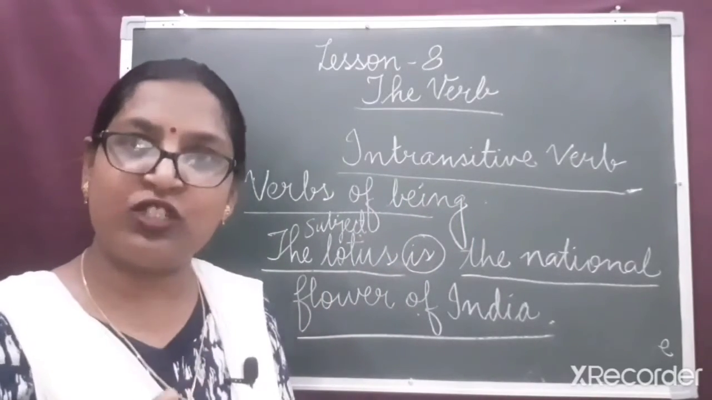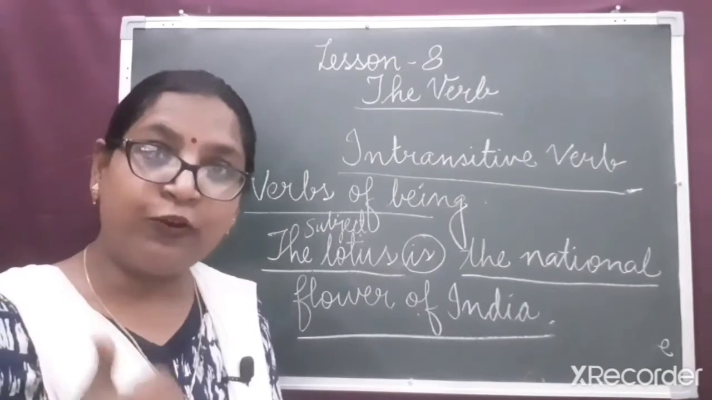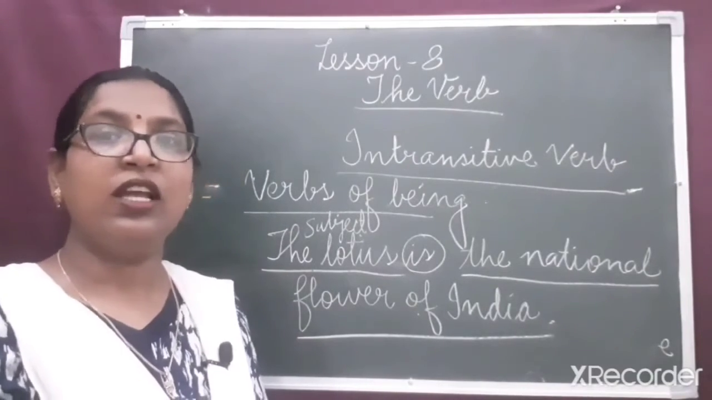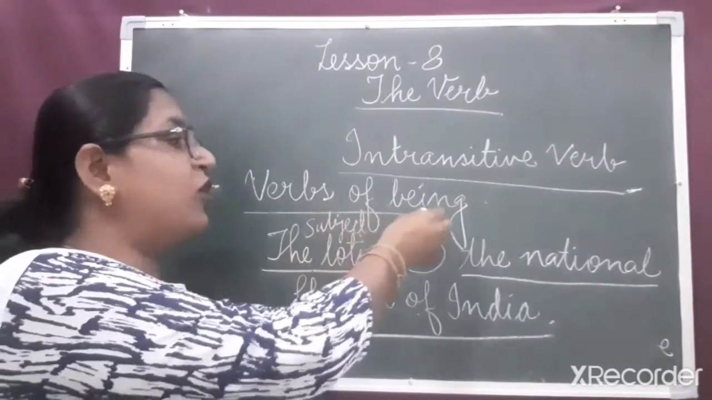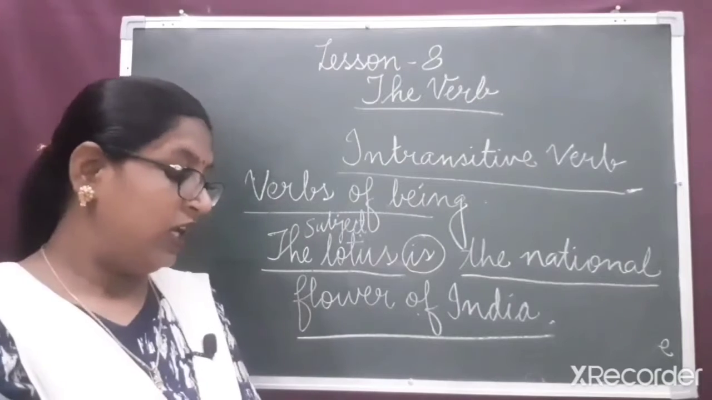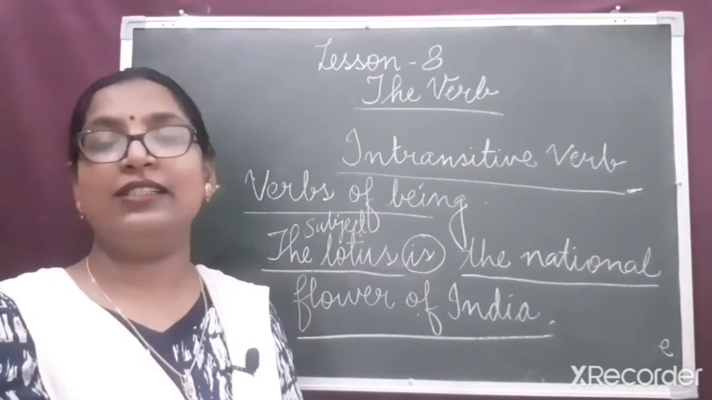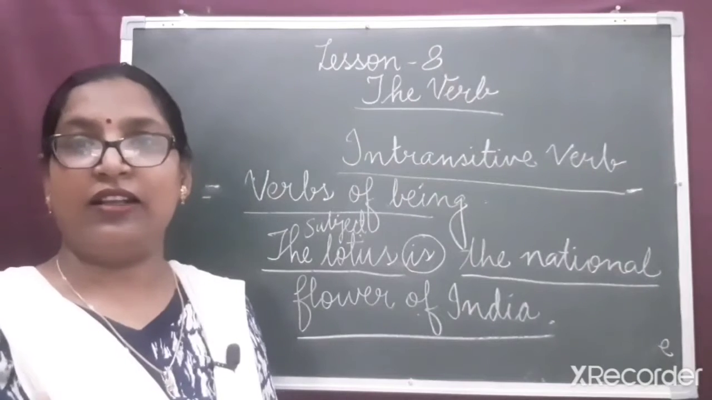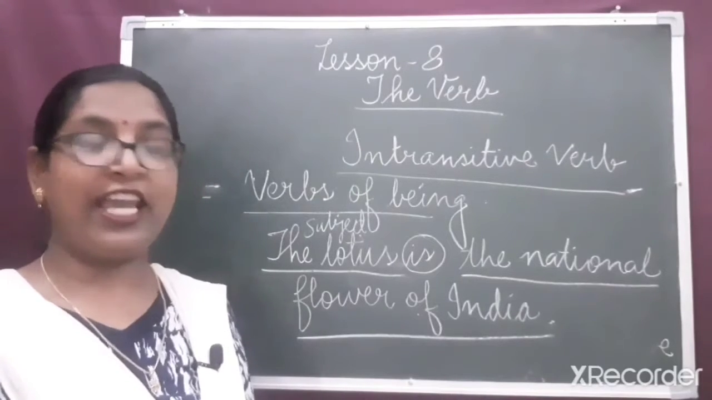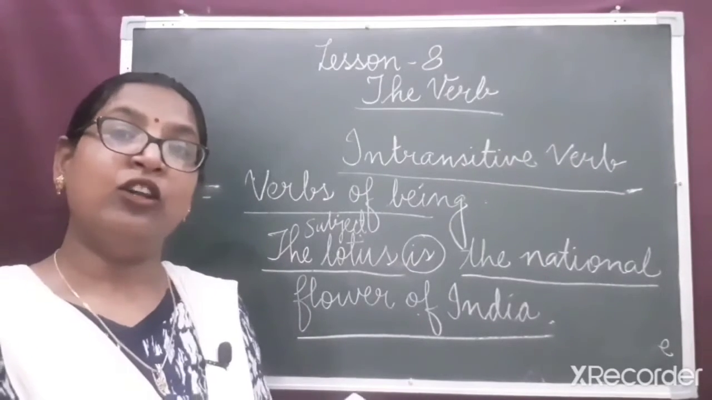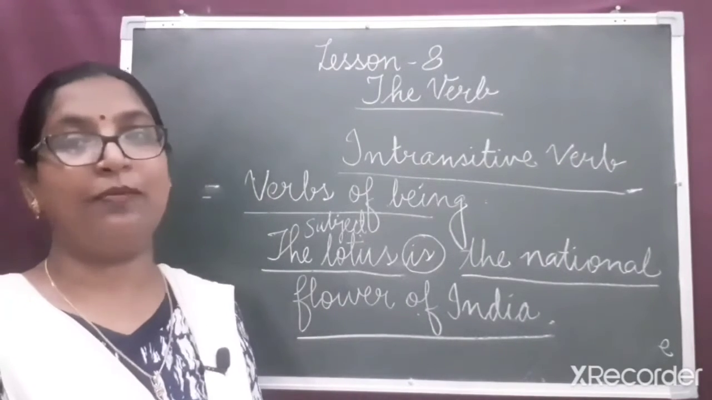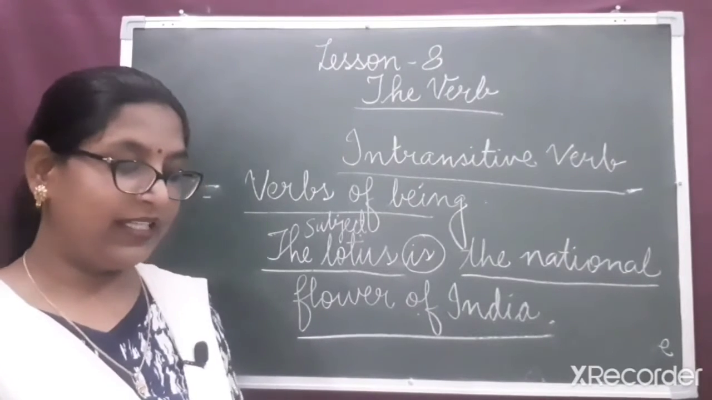Intransitive verbs can be of two types. First one is the verb of action, the verb which indicates the action. And another one is verbs of being, which expresses the state of being. Dear children, other verbs of being are am, is, was, were, became and become. All these are the verbs of being, and all these verbs take complement to complete sense of the sentence.